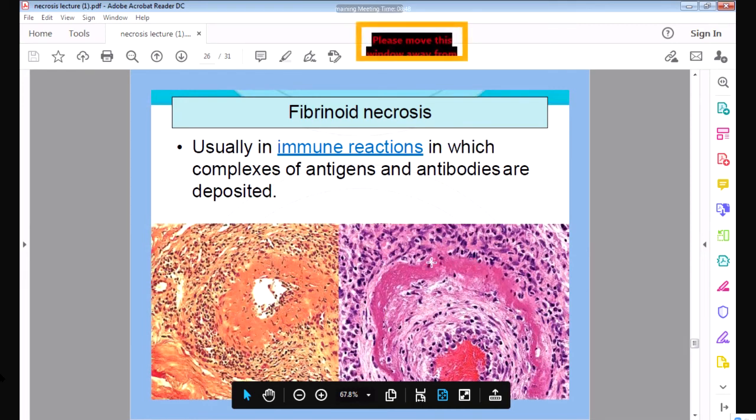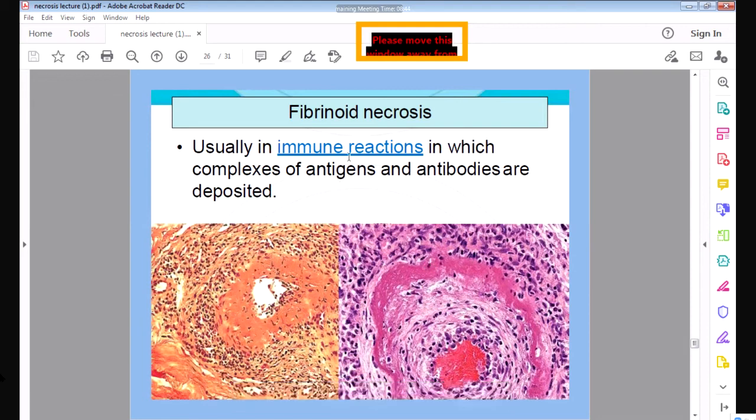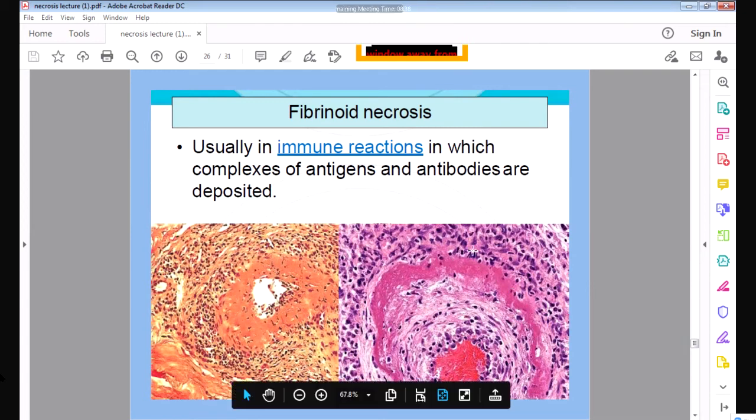So if you are asked in your exam what is fibrinoid necrosis, you should say it is due to antigen and antibody immune reaction, and it is present in the wall of the blood vessel, with deposition of a pink material in the wall of the blood vessel, and this pink material is fibrinoid necrosis.